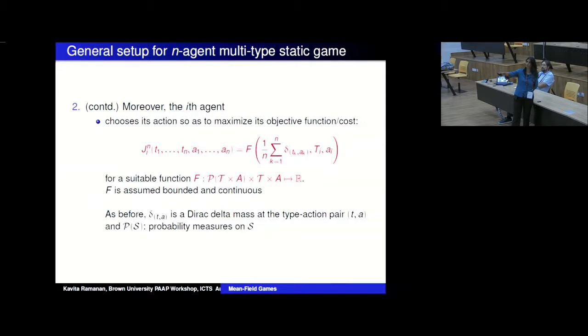and look at this now, it will be on the probability measures of types cross actions, and then this will be on types and actions. So this is what you get. And again, I'll assume F is bounded and continuous. And so it'll be uniformly continuous because everything is in a nice space.